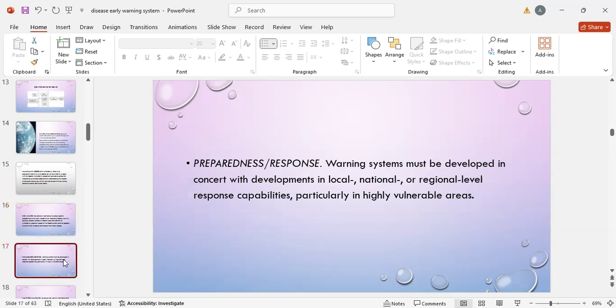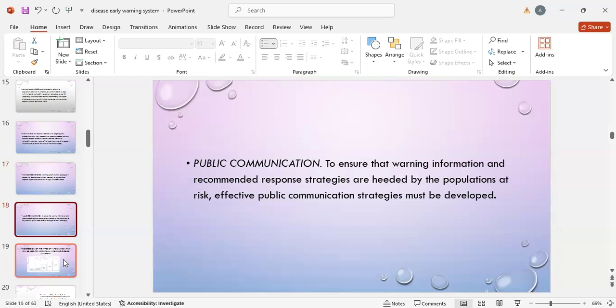Preparedness or response. Warning systems must be developed in concert with the development of local, national, and regional level response capabilities, particularly in highly vulnerable areas. Public communication. To ensure that warning information and recommended response strategies are heeded by the population at risk, effective public communication strategies must be developed.